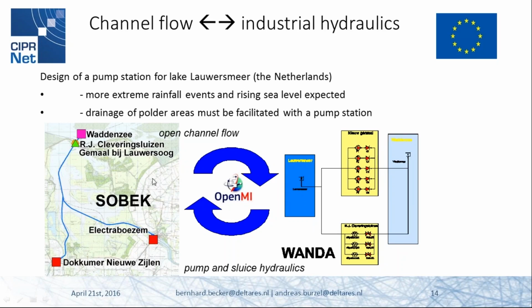And the problem here is that we expect more extreme rainfall events and rising sea levels. This is the Wadden Sea, North Sea. And the problem is that this land is located below sea level. And in the future we expect that the drainage of this land must be facilitated with a pump station.